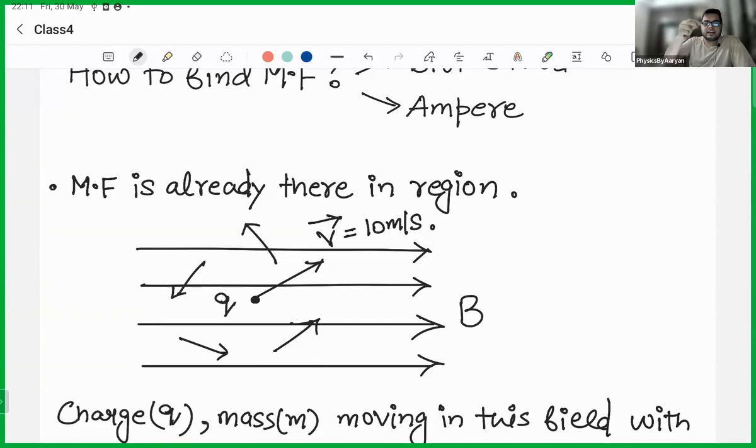So if your particle is inside the magnetic field, its speed will not change. Never. It will never change. Its kinetic energy will never change. A magnetic field is not capable of accelerating the particles, meaning increasing the speed. Velocity can only change because of direction, not because of magnitude. So that is the point.